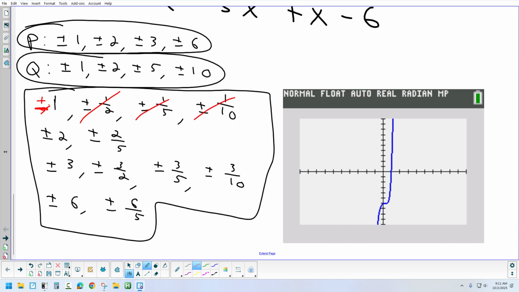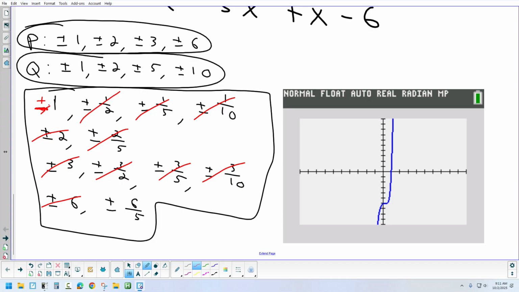No, doesn't look reasonable. Positive or negative 2? No, it's not near 2. Positive or negative 2/5? That's 0.4. No. How about positive or negative 3? Nope. Positive or negative 1.5? No, 1.5 is further over to the right. It doesn't look close to that. Positive or negative 0.6? Positive or negative 0.3? No, none of those look reasonable. Positive or negative 6? Definitely not.